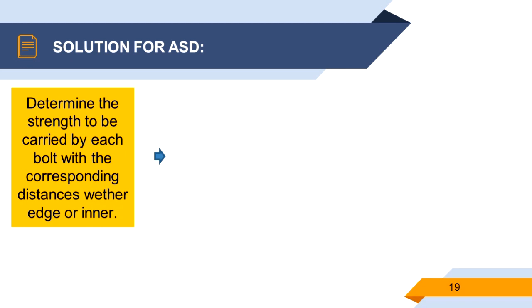Determine the strength to be carried by each bolt with the corresponding distances, whether edge or inner. The bearing force in a 5/8-inch thick tension member will be twice as large as the bearing force on each side of the 1/4-inch splice plates, because the total load on the splice plates is the same as the load of the tension member, and the total splice plate thickness is less than that of the tension member. The bearing on the splice plates controls.